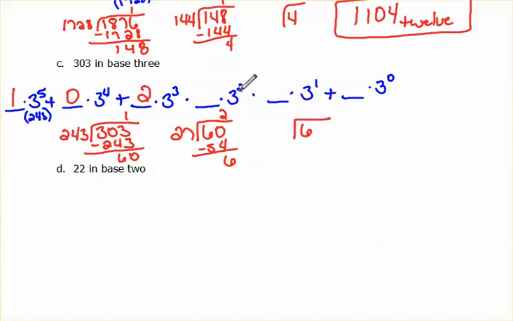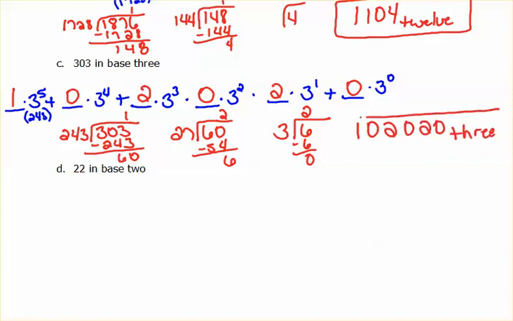The next position is 3 squared, which is groups of 9. 9 won't go into 6, so we have 0 of those. The next position is 3, so we have two groups of 3 with nothing left over. And we have to have something in the ones position, so since we have nothing left over, we have to put a 0 there. So this number would be 1020 base 3. Hope you're beginning to get the hang of this.